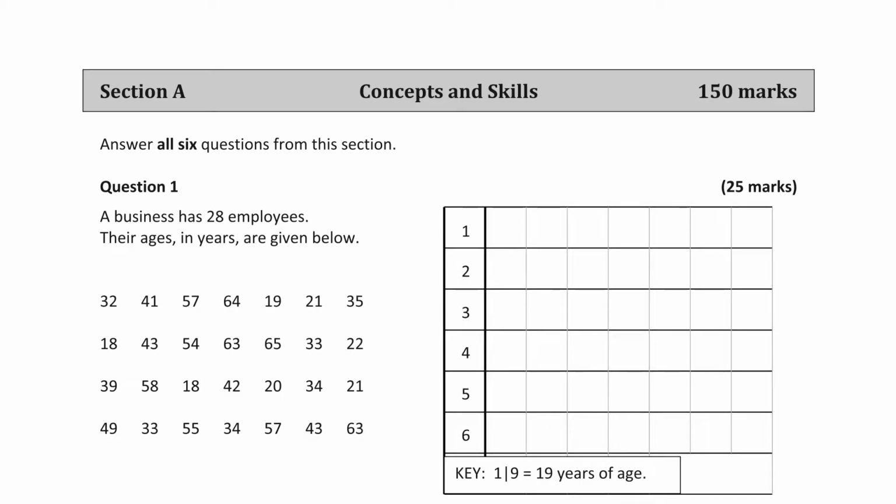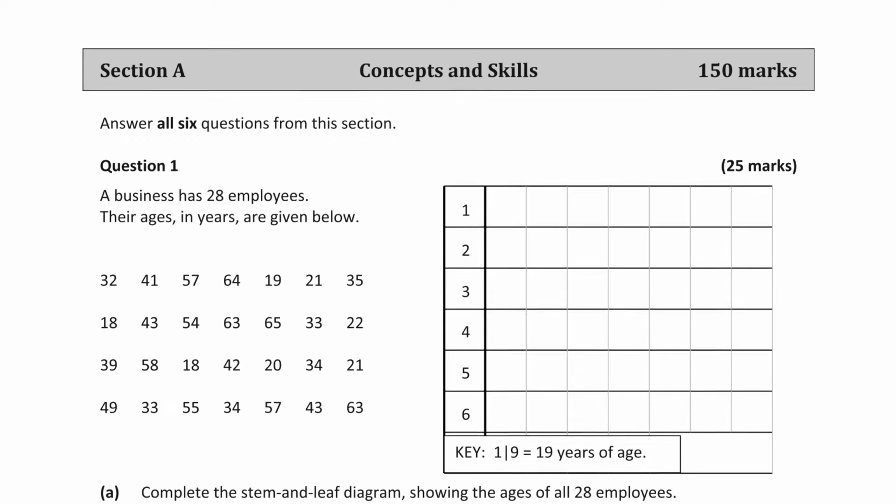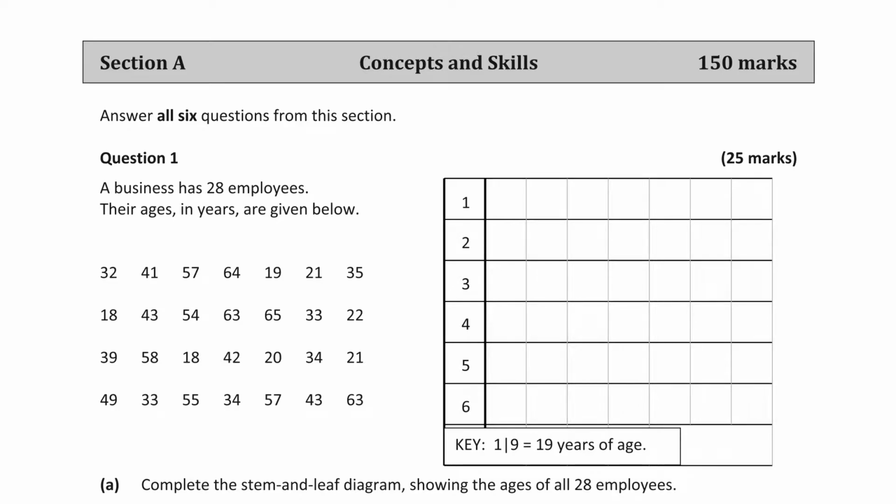Okay, so we'll start off there with 2019, paper 2, question 1. The business has 28 employees, and their ages in years are given below. The first part asks you to complete the stem and leaf diagram showing the ages of the 28 employees. It's important that you're able to fill in a stem and leaf diagram. The key is 1, line 9, which means 19. So that tells us how we're supposed to input all this data.